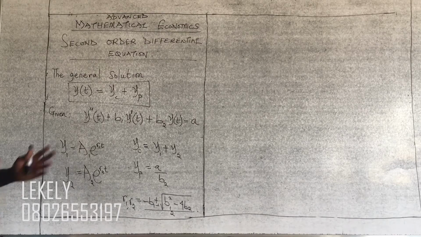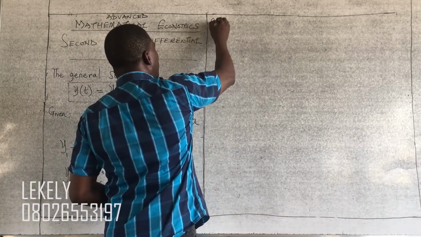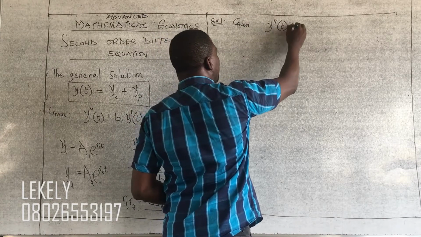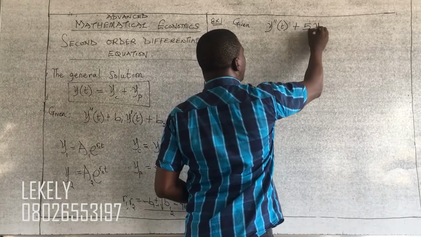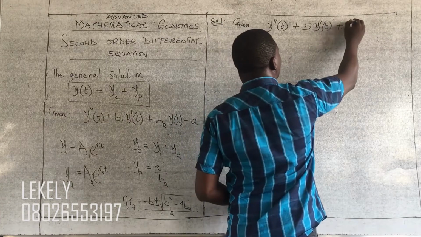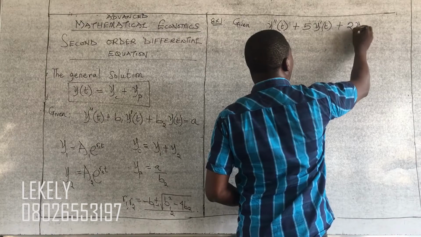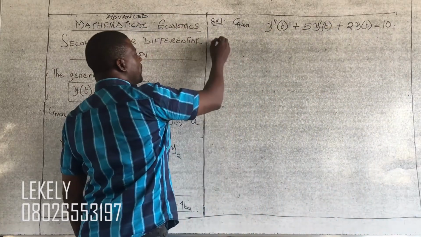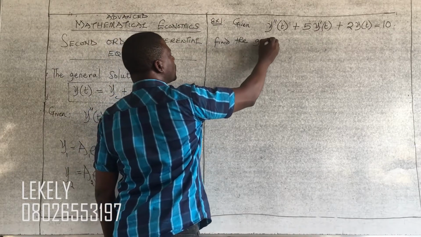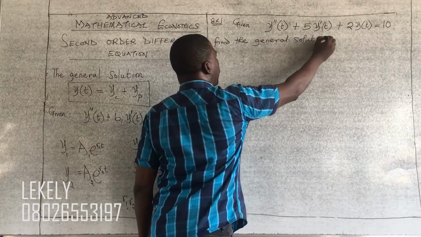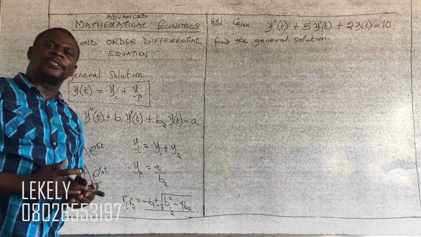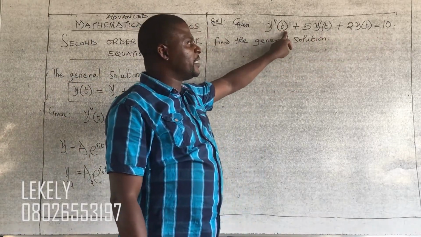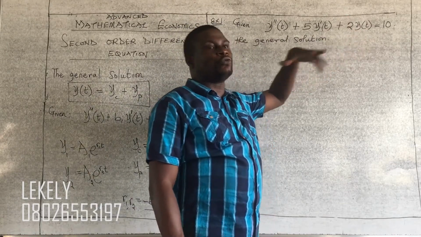Okay, so having said that, let's go straight into solving a question. Let's take example 1. You are given y prime prime t plus 5y prime t plus 2yt equals 10. Now we say find the general solution. Look at this question. How do I know that it is a second order differential equation? It's so clear. It will always take this form. You must have y prime prime t, y prime t, and yt. That's how you know.